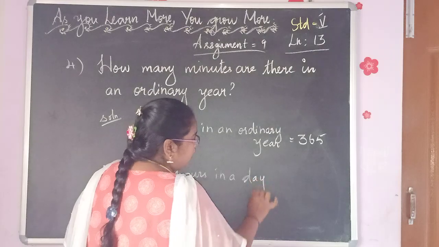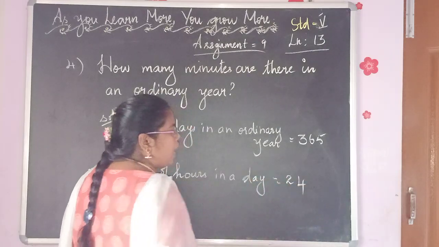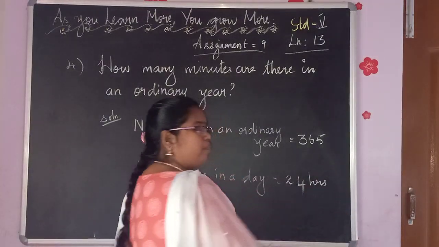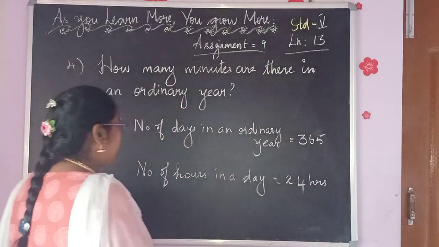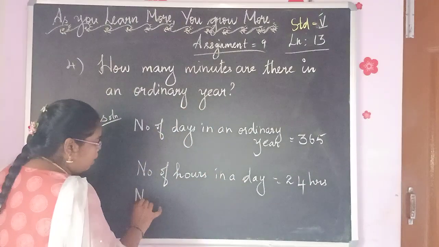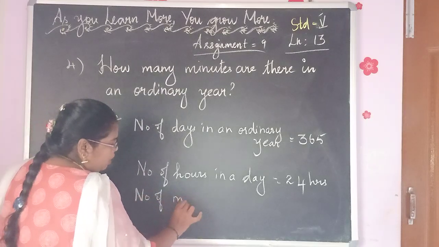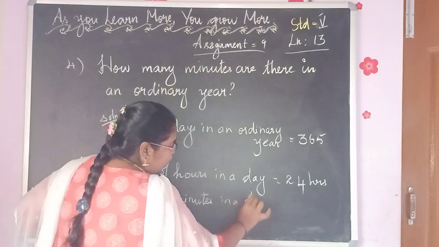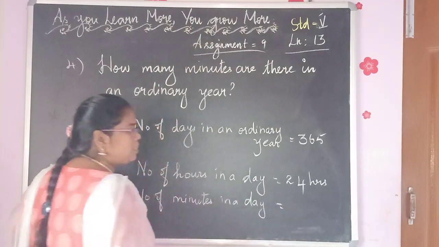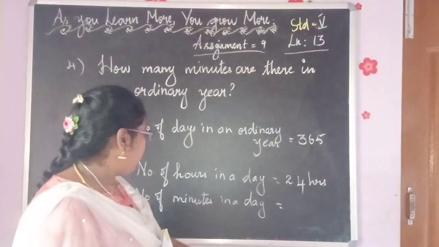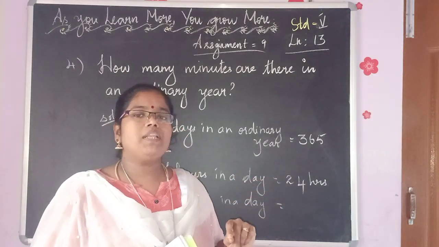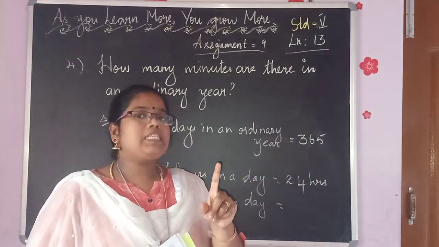How many hours are there in a day? In a day we have 24 hours. Okay? Then we have to calculate the number of minutes in a day. We need to know how many minutes there are in one day. See, listen. First you should know 1 hour has how many minutes? 1 hour has 60 minutes.